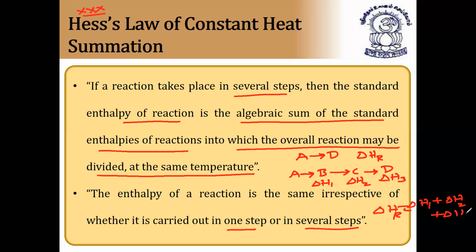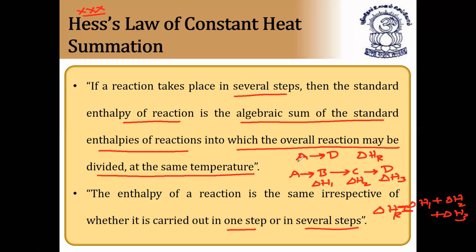So this is nothing but what? The algebraic sum of the standard enthalpies of the reaction. So this is called Hess's law of constant heat summation. If the reaction is taking place in one step or in several steps, the overall reaction is equal to the algebraic sum of standard enthalpies of reaction. So the enthalpy of the overall reaction is equal to the algebraic sum of the standard enthalpies of the reactions.